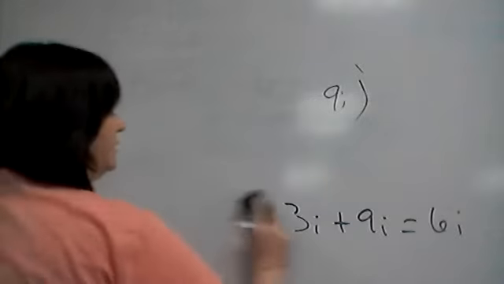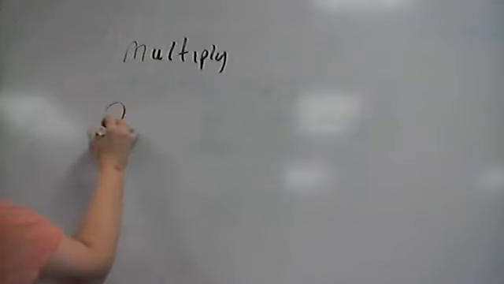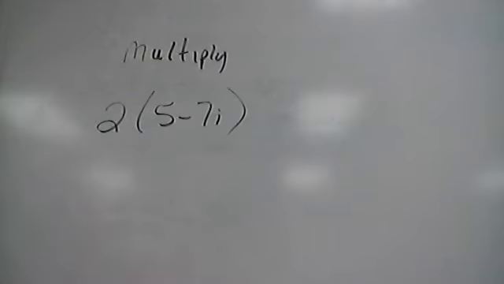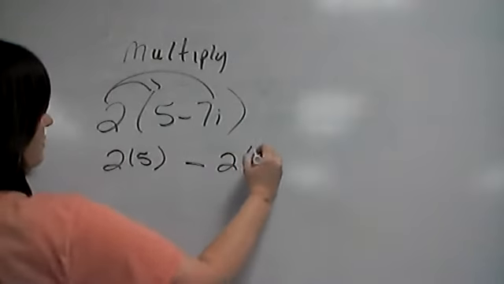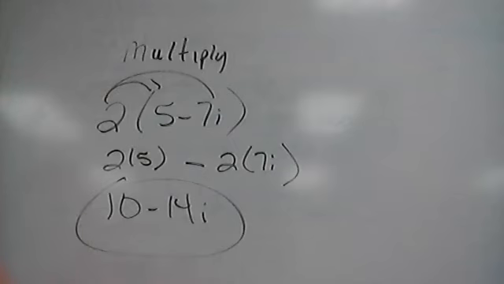All right, the next thing I'm going to do is multiply. So 2 times 5 minus 7i. Here we're going to do distributive property. We're going to do 2 times 5 and then 2 times 7i. So I'm going to have 10 minus 14i.